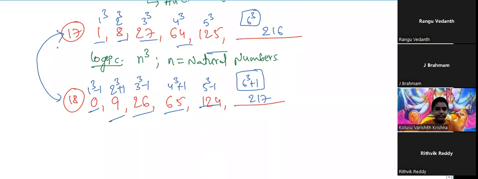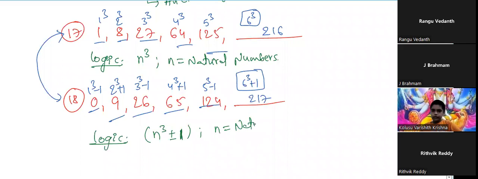Let us write the logic. n cube plus or minus 1. n is equal to consecutive natural numbers. No, whole numbers. Sir, 0 is a whole number, right? But here we have not substituted 0; we took 1. We didn't take 0. After taking 1, we got 0, whatever may be the result.